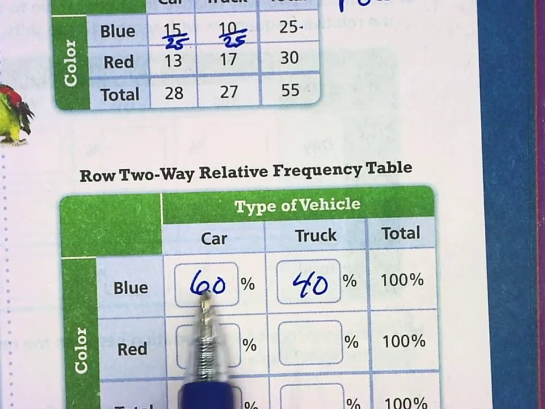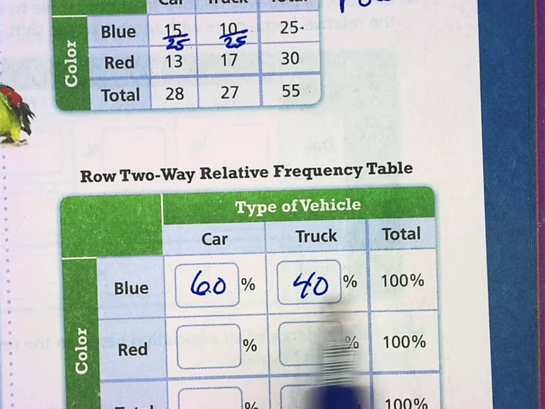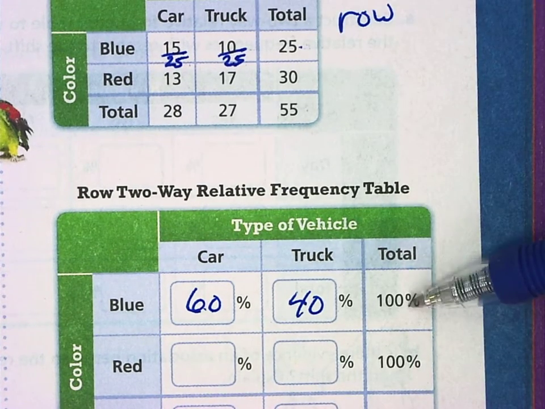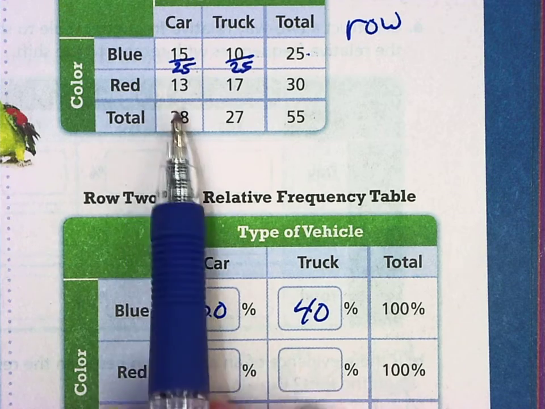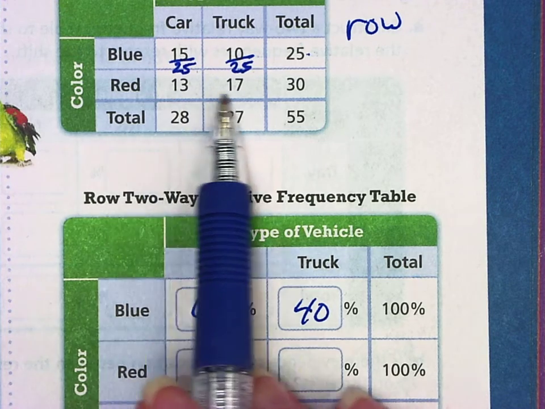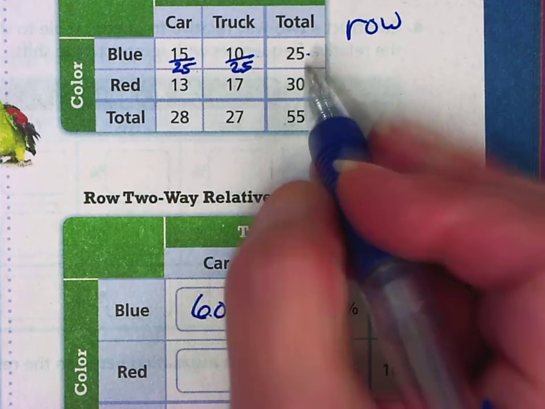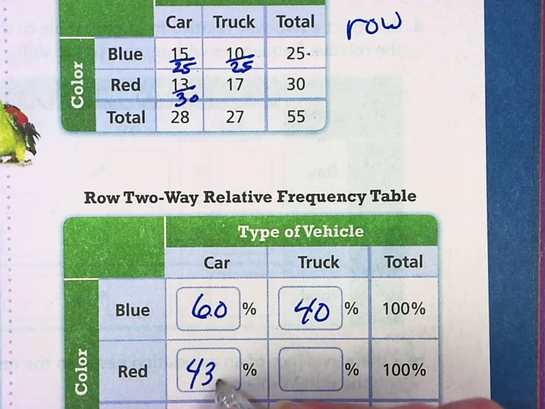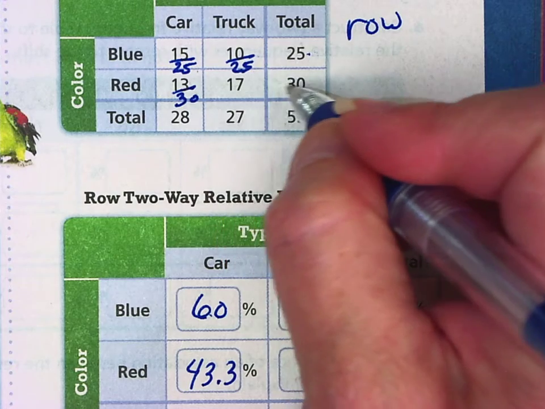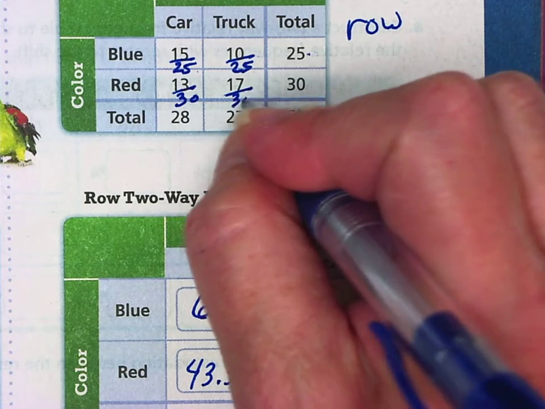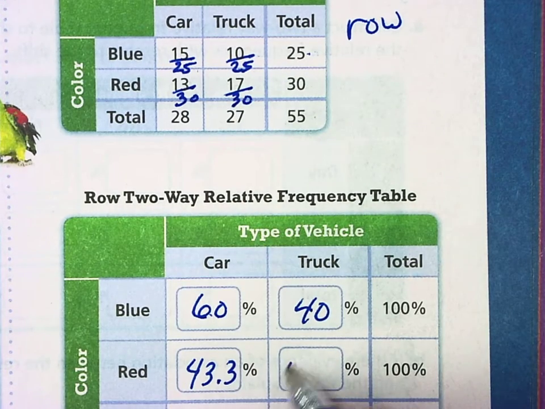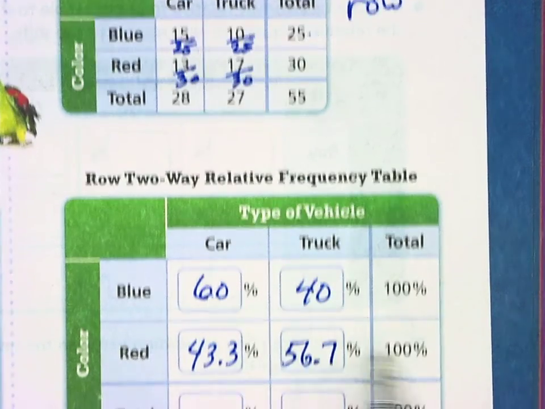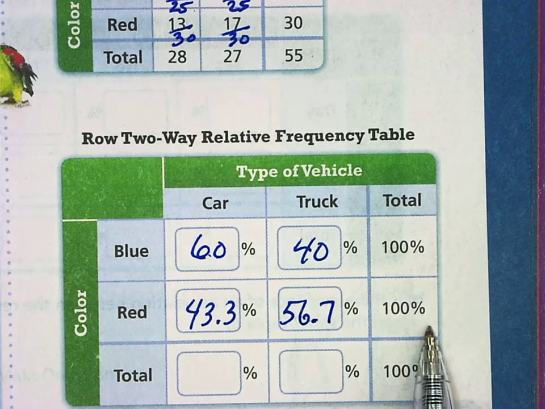And if you notice, if you add straight across, 60 plus 40 is 100%, because 25 divided by 25 would be 100%. Okay, so then we would take the next row, 13 divided by that row's total of 30. So 13 divided by 30, that would be 43.3%. 17 divided by that row's total of 30, 17 divided by 30, that would be 56.7%. And then 30 divided by 30 is 100. So when you add these two together it should equal 100.